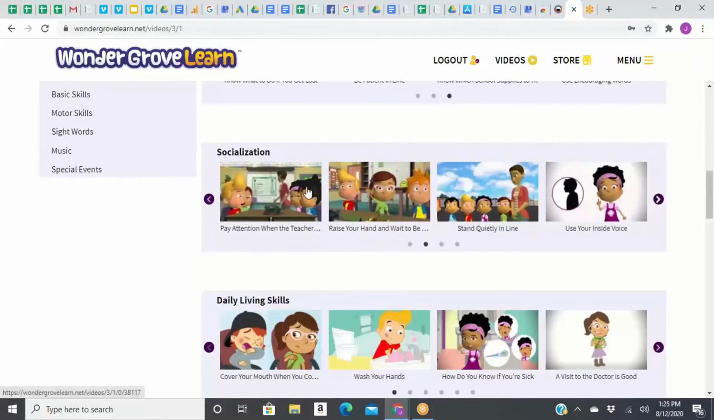Pay attention when the teacher's teaching. Again, this one's in multiple categories. Raise your hand and wait to be called on. Here, stand quietly in line.